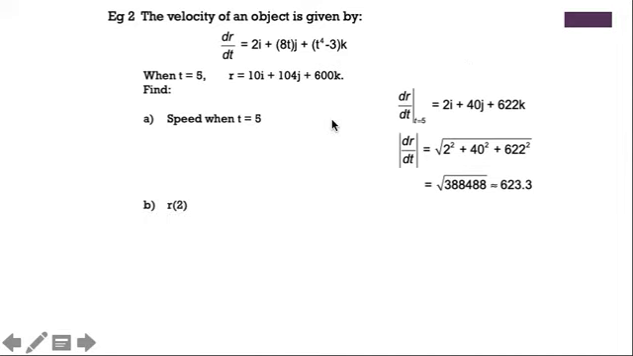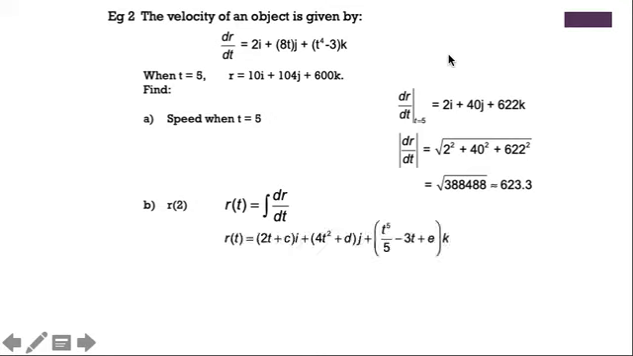Okay. We want to find the position when t is 2 now. So again, vectors are exactly the same as normal equations, so now we just want to find the integral, so we can anti-differentiate and find our position vector function. What we've got to be careful with here is that the constant that we add on each time is going to be different. So we need to add a constant for our i components, a constant for our j components, and a constant for our k components.